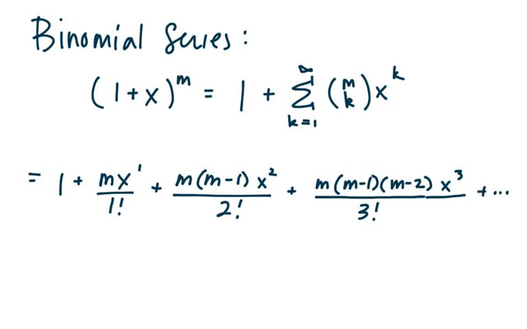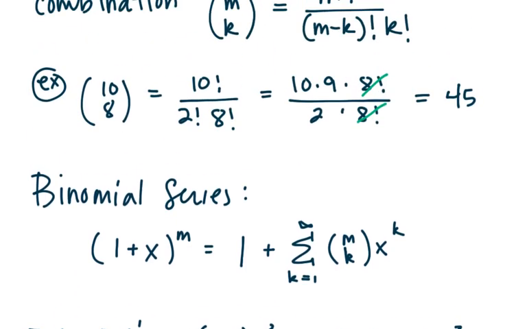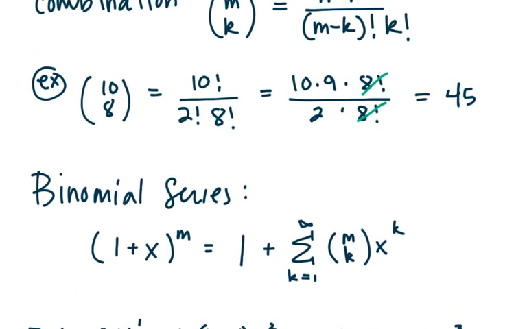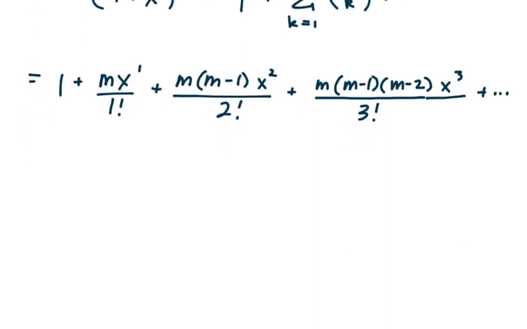And when you think about what we had up here, when we had 10 choose 8, we ended up with that 2 factorial left in the bottom there. Okay, so we had 2 terms left in the top, 10 times 9, and we just had that 2 factorial left. So that's kind of how it works. And let's do an example here.